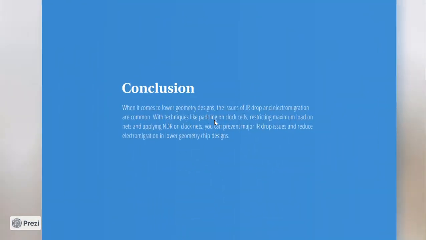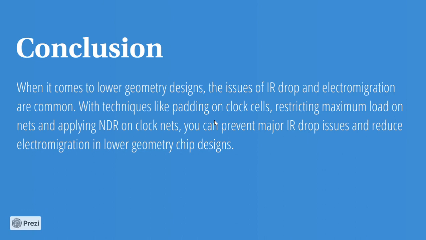Conclusions. When it comes to lower geometry designs, IR drop and electromigration are common issues. With techniques like fading on clock cells, restricting maximum load on net, and applying NDR on clock net, you can prevent major IR drops and reduce electromigration in lower geometry chips.